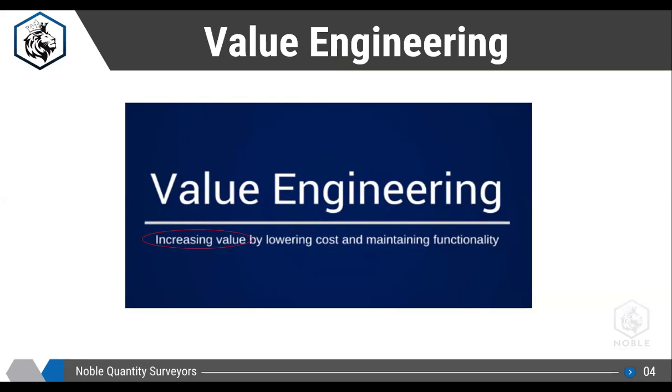Okay, so this is the first thing, increasing the value. How am I increasing the value? From a customer's perspective, I need a cheaper one, lowering the cost. How can you lower the cost? The total project value, the total construction cost should be reduced. Okay, so how can it be reduced?